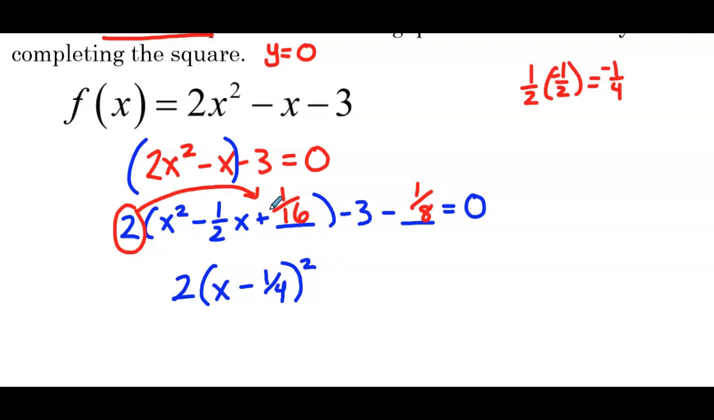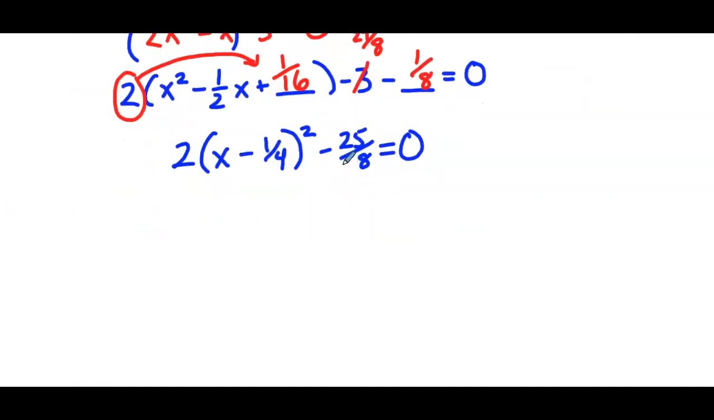With the fractions, remember it's sometimes difficult to factor, but this value, the half of the coefficient of x, will be the value in the factor. Now I need a common denominator here, so 3 becomes 24 over 8. So that's minus 25 over 8 equals 0. Okay, so we can add 25 over 8 to both sides, so 2 times x minus 1/4 squared equals 25 over 8.